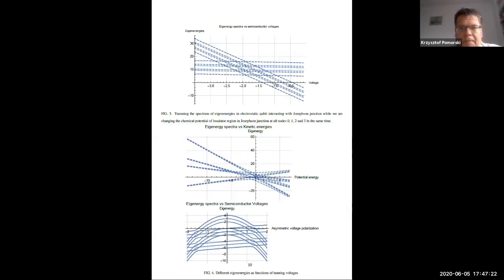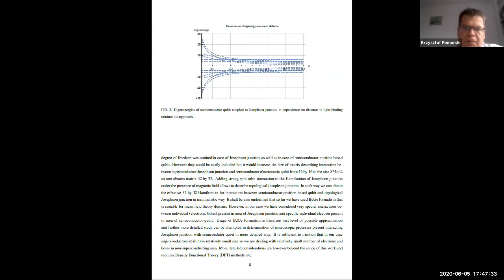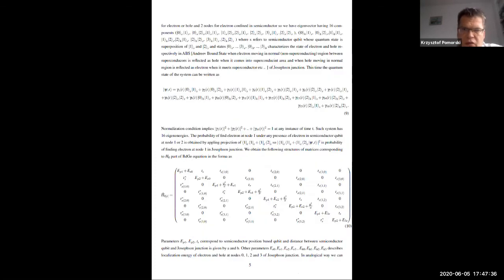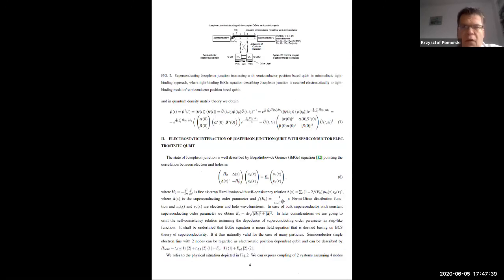So then you can tune these eigenenergies of the system by external voltage, the external voltage that you are going to apply to this Josephson junction. You can apply voltage to this plate that is joining points 0, 1, 2, and 3. So in a sense, you are changing the chemical potential of the non-superconducting part in the Josephson junction. That's one possible tuning ability. So then you can control VT.